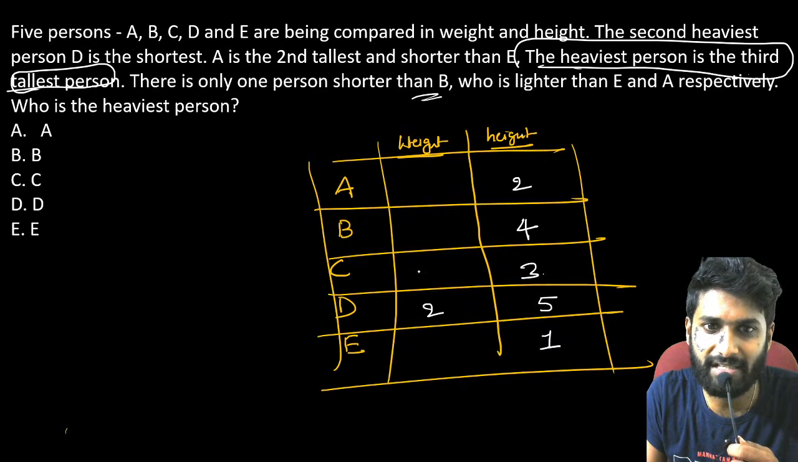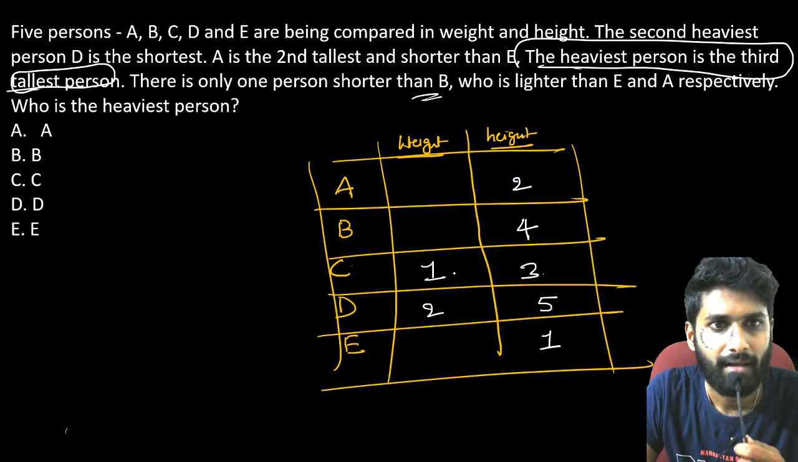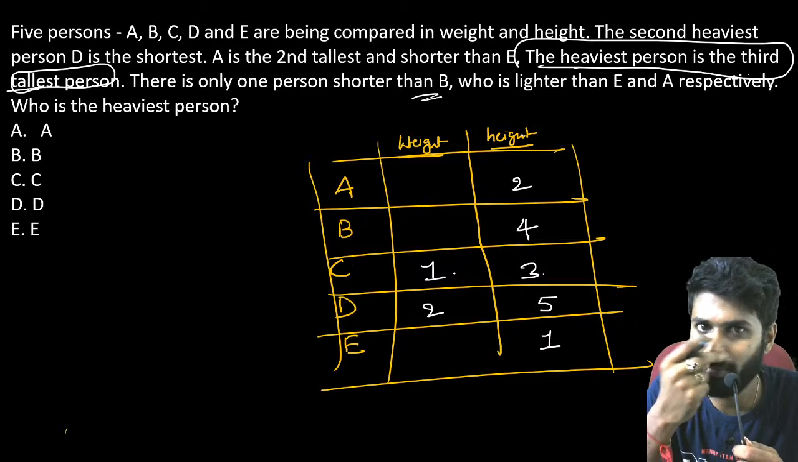The heaviest person is the third tallest person, which is C. He is the heaviest person, so you can give him rank one. Now, clear? Okay.